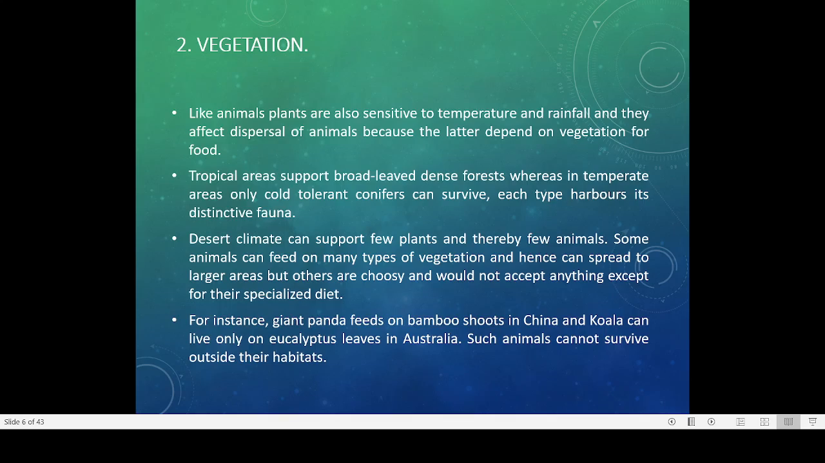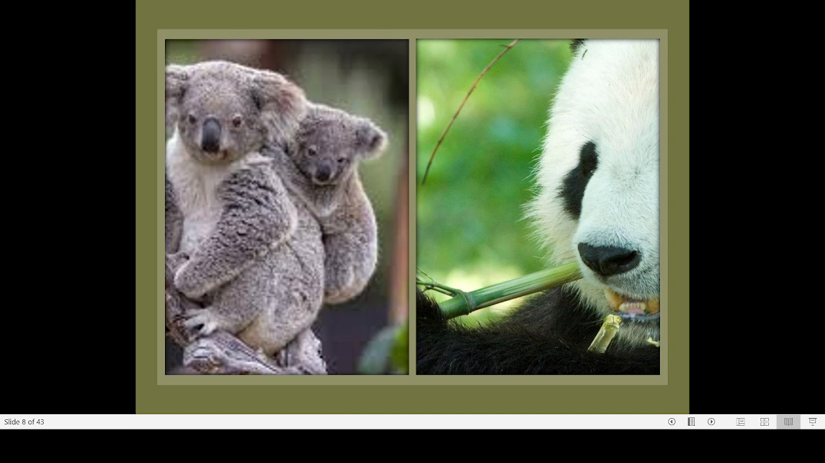And in the case of these two animals, one is koala. They are mainly eating on eucalyptus leaves. So if eucalyptus trees are absent, koala will die. They will not change to another kind of plants. So that is one problem. In the case of panda, they are mainly eating bamboo leaves. So if bamboo leaves are not there, they will not be able to survive. So there is a highly specialized diet.